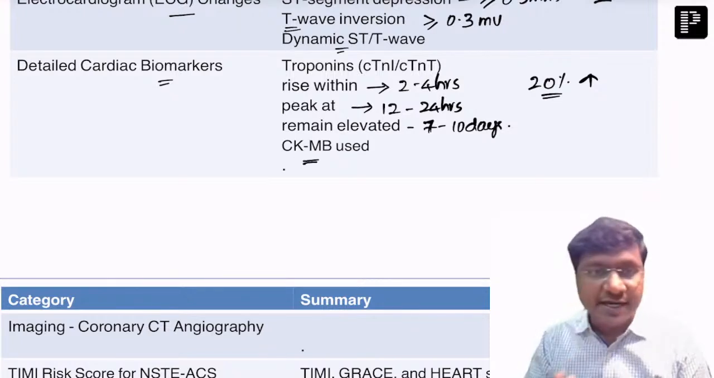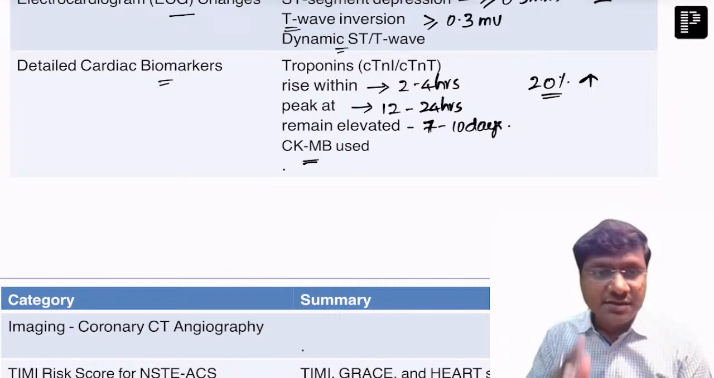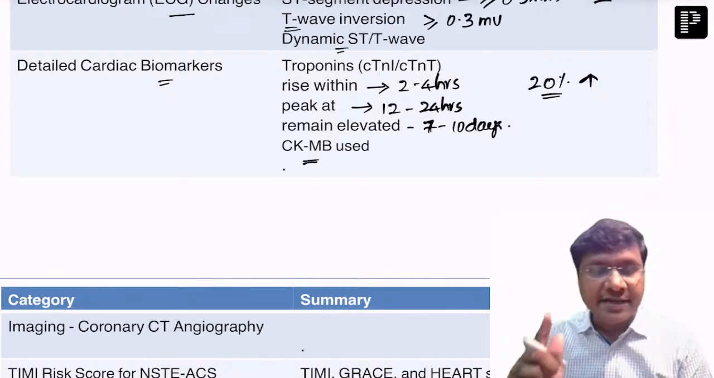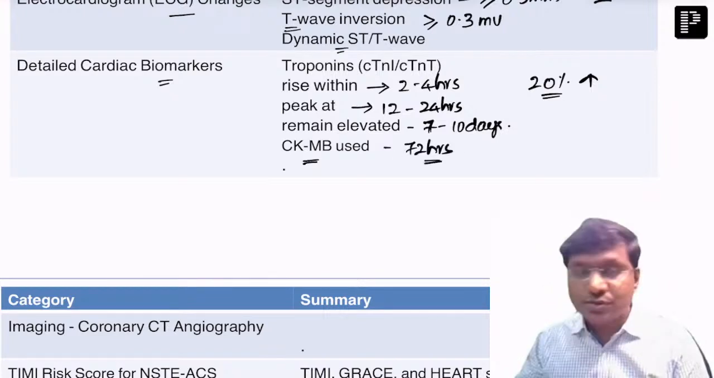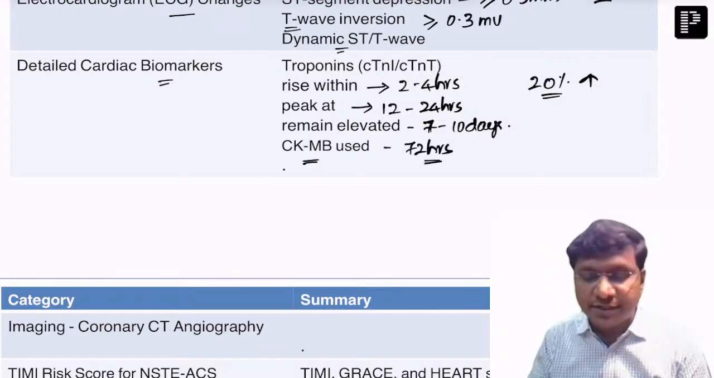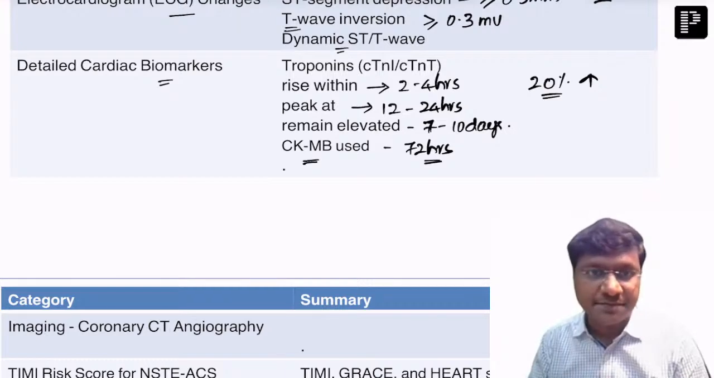And another important cardiac biomarker is the CKMB. This CKMB also is elevated and it reaches the peak value within 24 to 48 hours and it will return to baseline within 72 hours. So by the end of the third day, this will return to baseline. Which one? The CKMB, right?